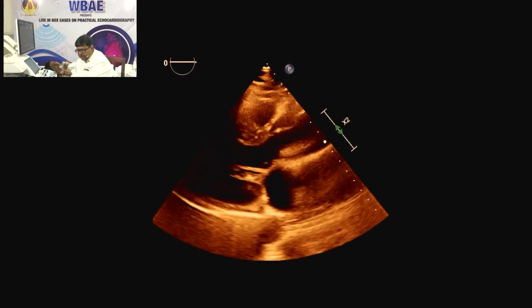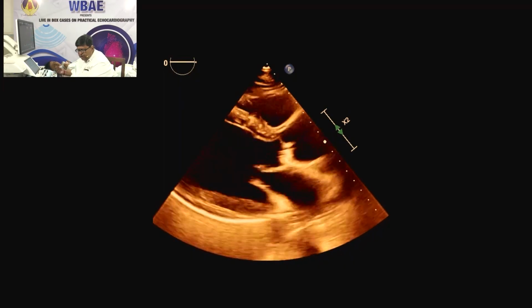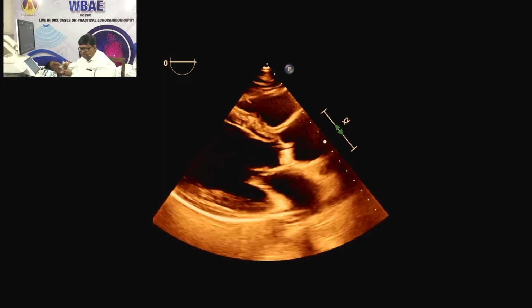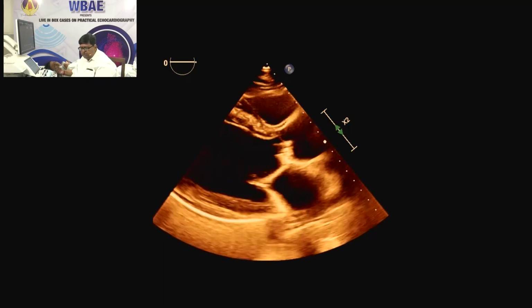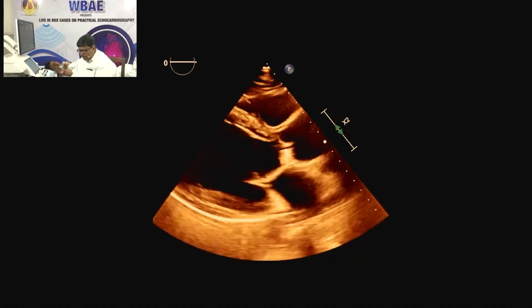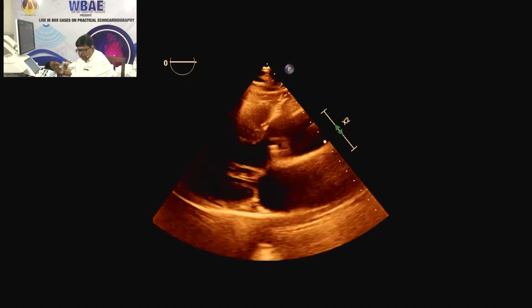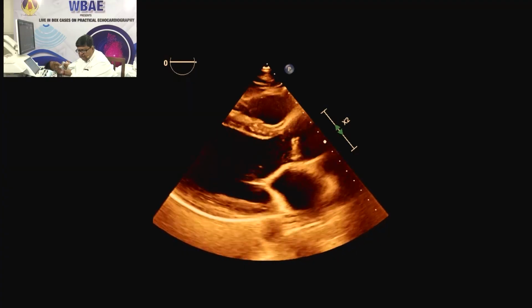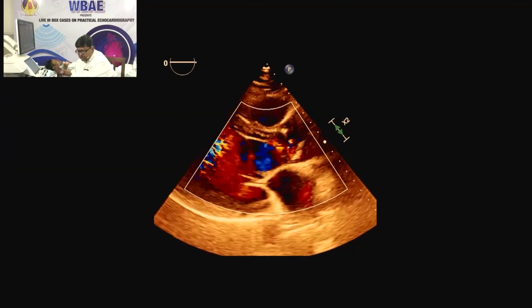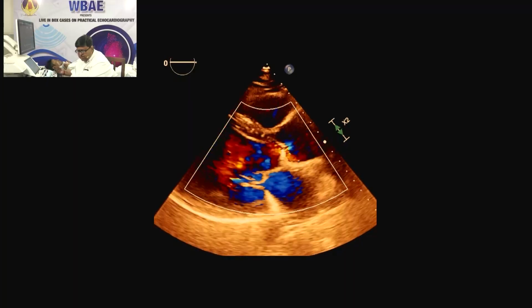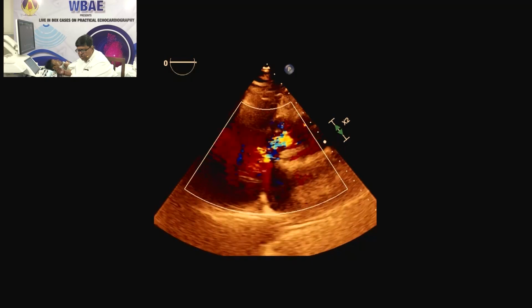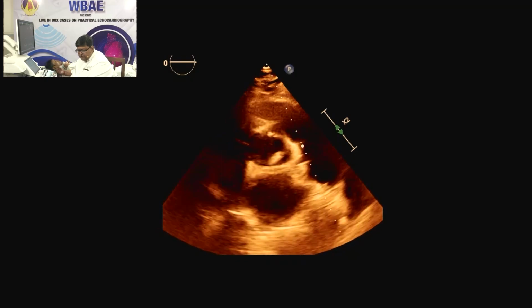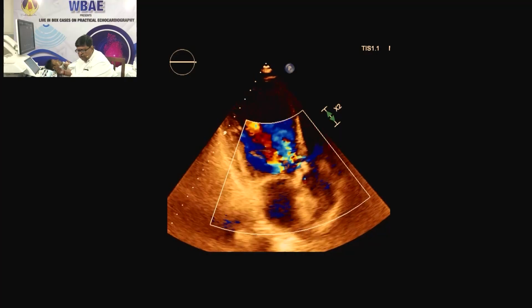I'll just take this opportunity to show you a few similar cases. This is a case of a 39-year-old gentleman presenting with a history of fever for more than 3 months with increasing severity of shortness of breath on exertion. And here we can see that the aortic valve is thickened with a mass attached to the aortic valve, which is prolapsing into the LVOT in the diastole, and we can see the thickened aortic valve.